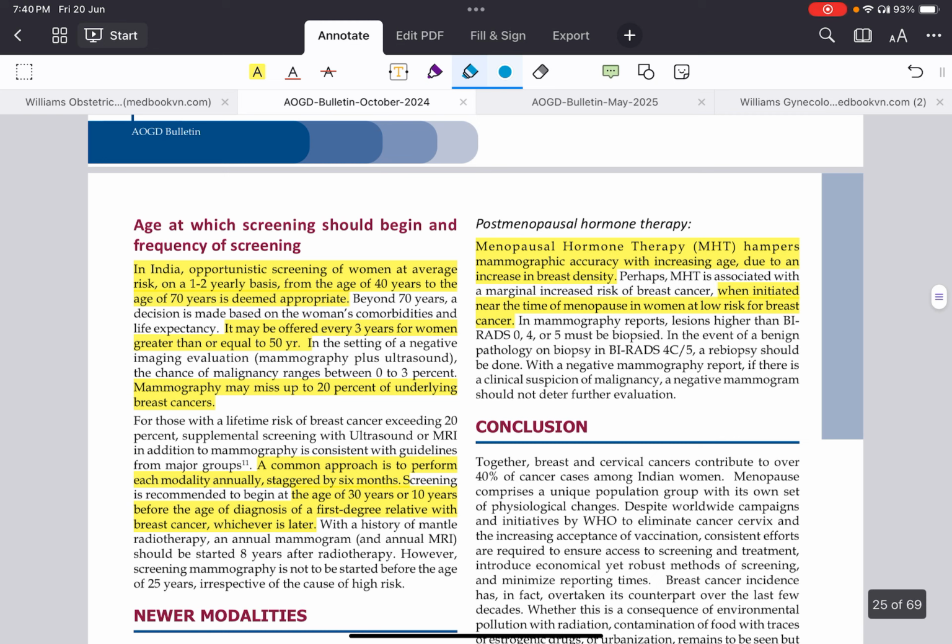So what will you do if a patient comes and you advise her breast screening? Mammography should be done on a 1 to 2 yearly basis from the age of 40 years. If she's 40 and above, then you'll ask her to go for 1 to 2 yearly mammography, till 70 years. After 70 years, the decision should depend on comorbidities and life expectancy. If she says she doesn't want yearly or two-yearly mammography, then you can offer a 3 yearly mammography.